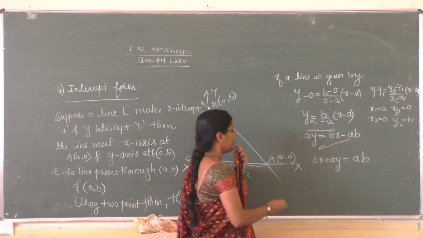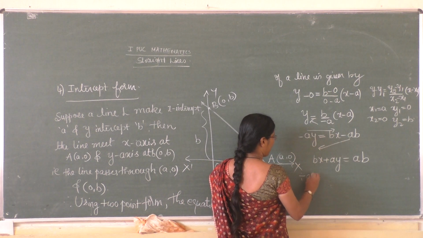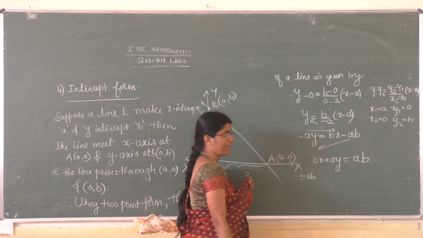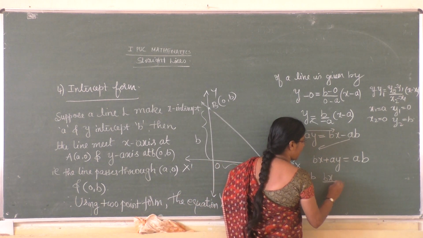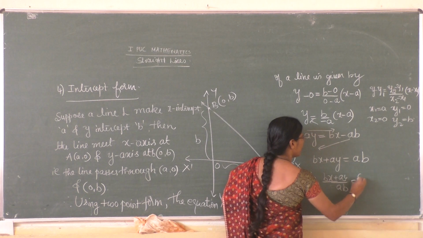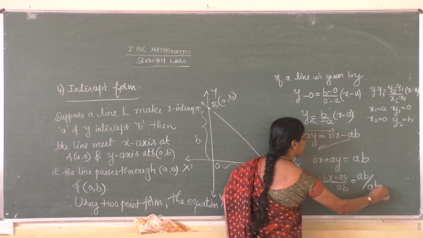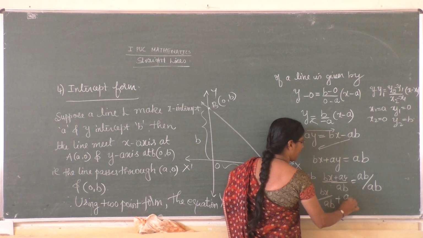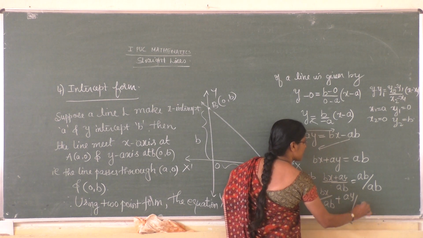Then what you have? You just divide by AB. Divide this equation throughout by AB. What do you get? bx by AB plus ay by AB is equal to AB by AB. So bx by AB plus ay by AB is equal to 1.